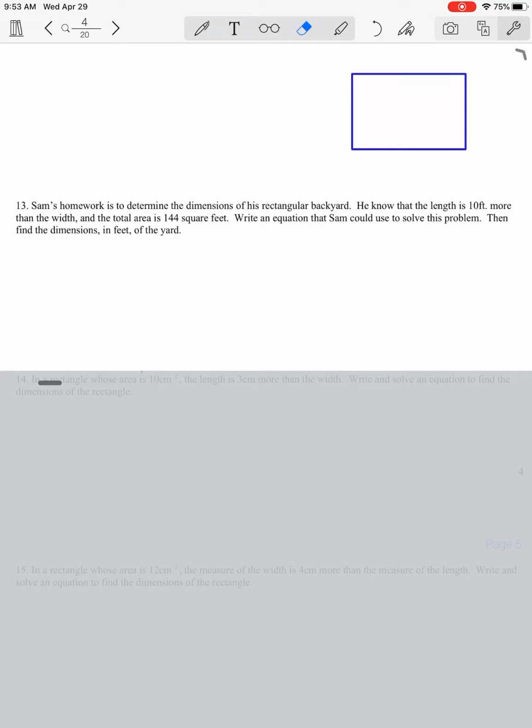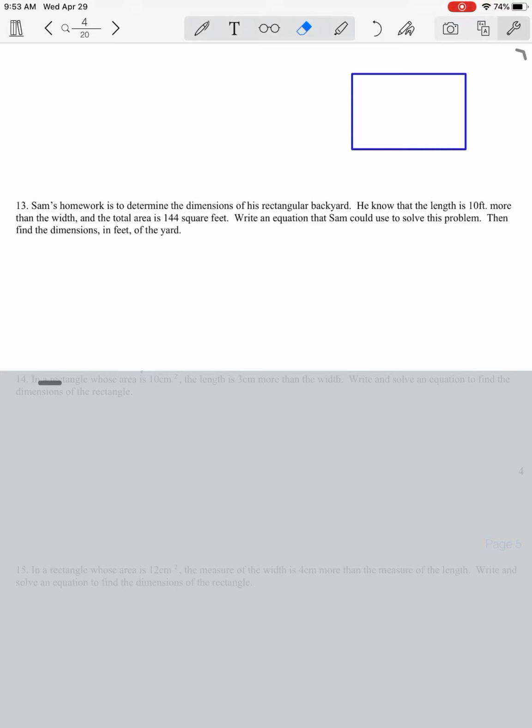One question will have a little more difficulty than the other, but it's good practice. I am still on Unit 13, page 4. If you could turn to number 13. We're going to do 2 rectangle problems today.